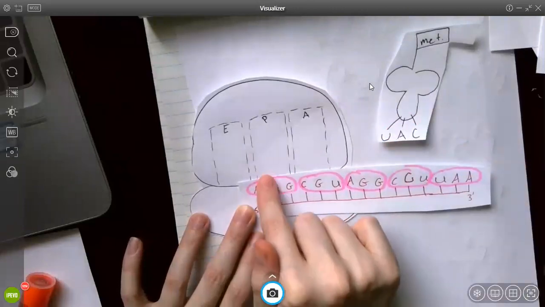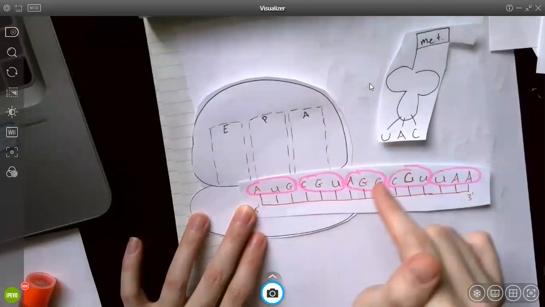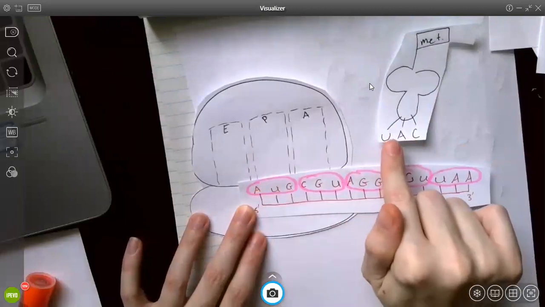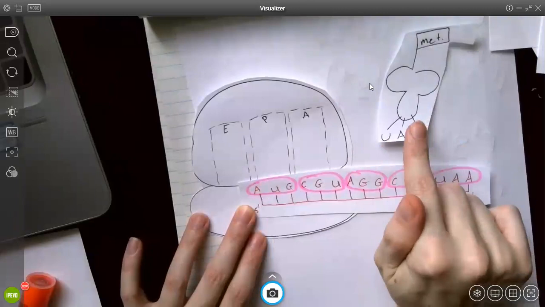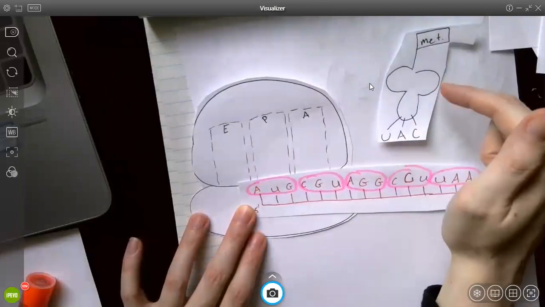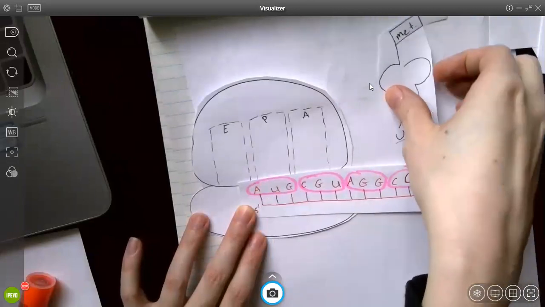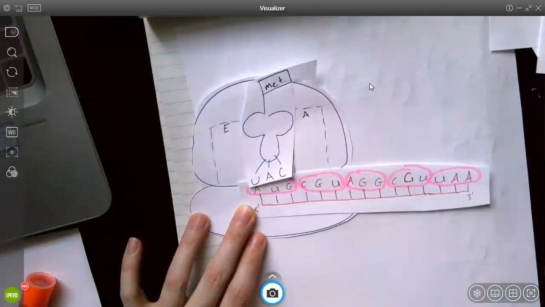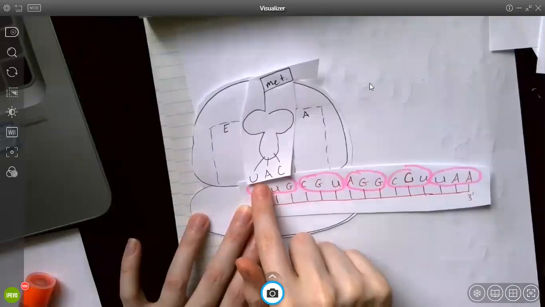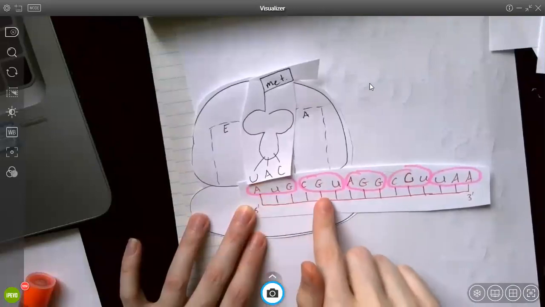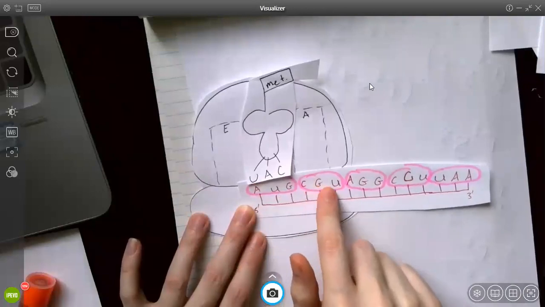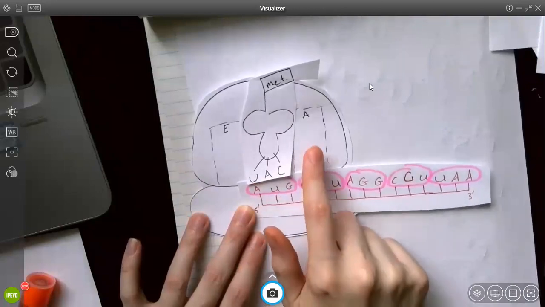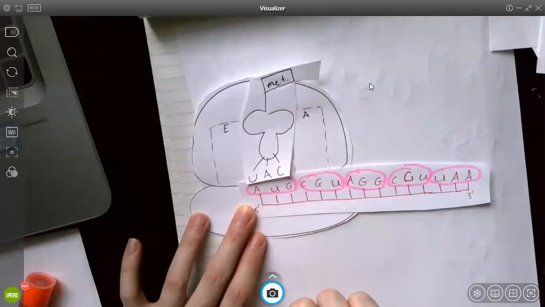So I've circled in pink the codons. This part down here, the UAC, is the anticodon on the tRNA, which is this clover-shaped thing. So that's going to come, and the tRNA will enter the P site, and the anticodon will bind to the codon. Then the next codon is going to be read by the A site of the ribosome.